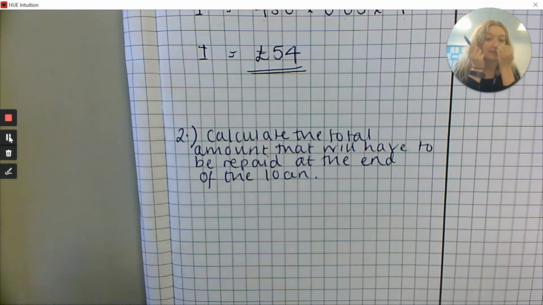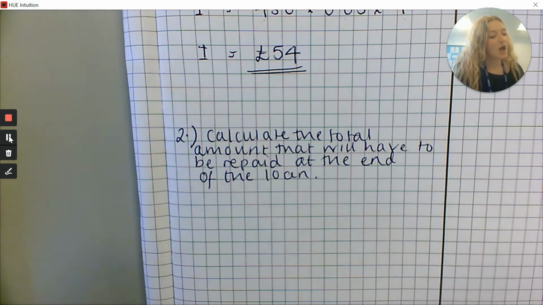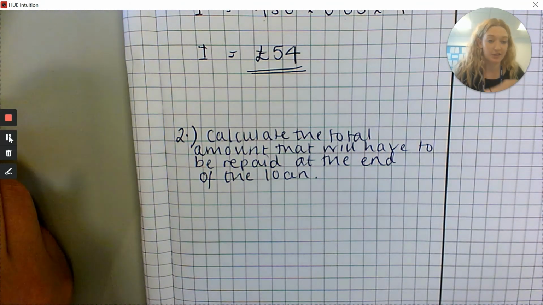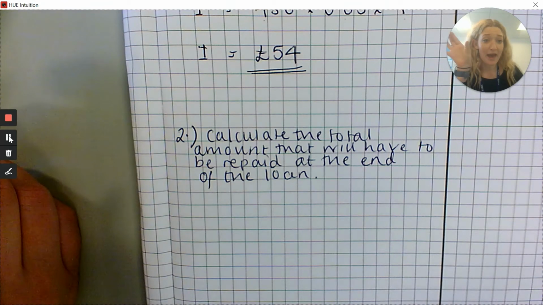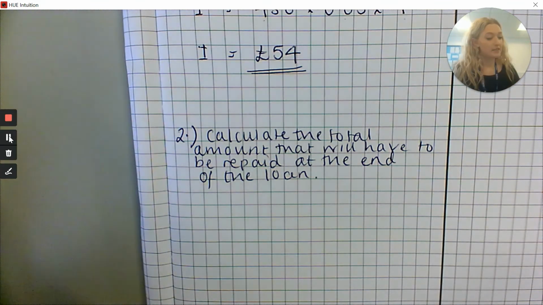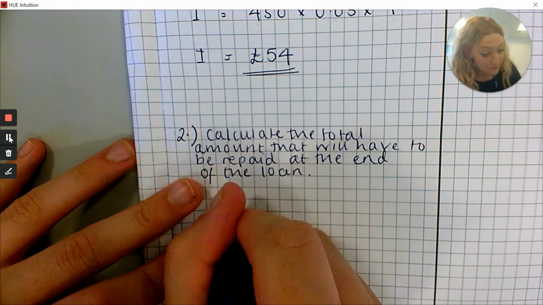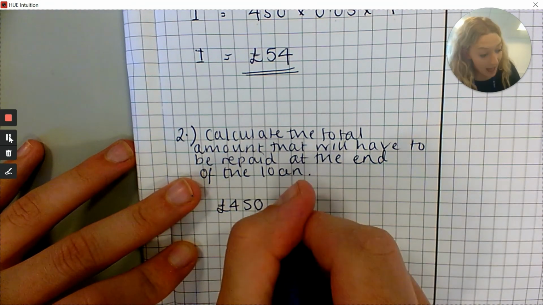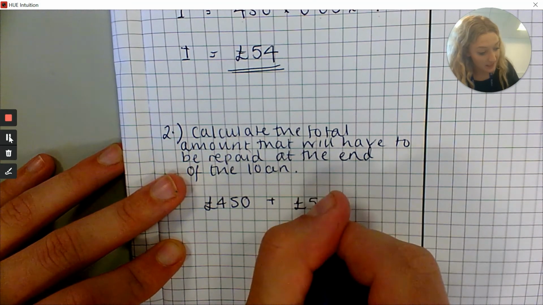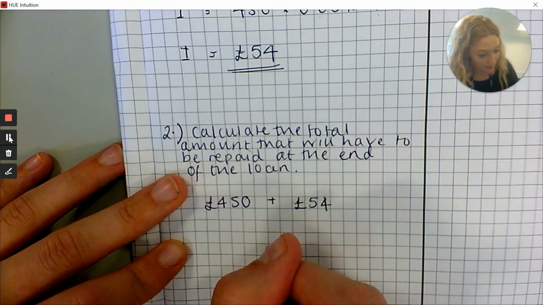Okay, lovely. So the next part of the question then, I need to calculate the total amount that will have to be repaid at the end of the loan. Just like I was talking about before, you pay back the amount that you borrowed, the principal, and the interest. So we have to pay back the £450 and the £54 of interest that we just calculated. We've got to pay back both of those.